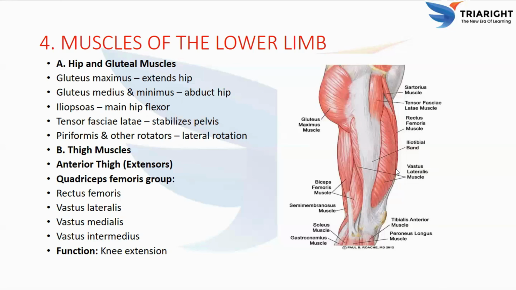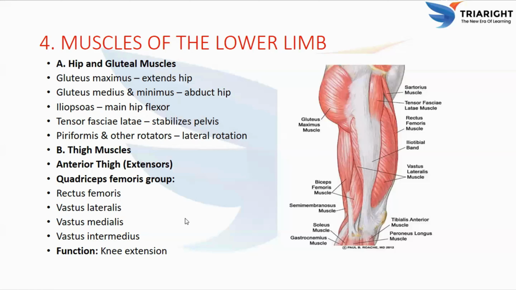Just have a look. And then thigh muscles. These muscles mainly extend the knee. So what are they? The quadriceps femoris muscle group. So these are the four muscles: the rectus femoris, vastus lateralis, vastus medialis, vastus intermedius. So you can also find this quadriceps in this picture.